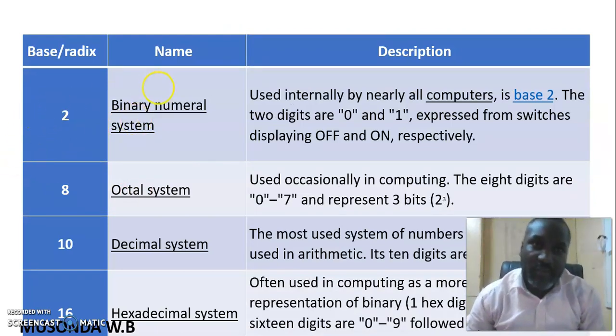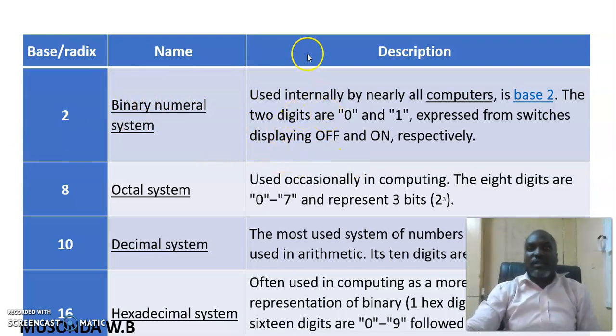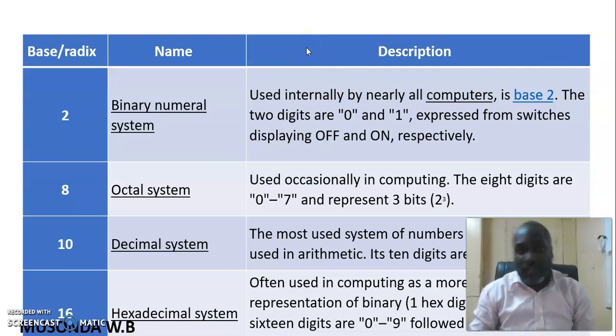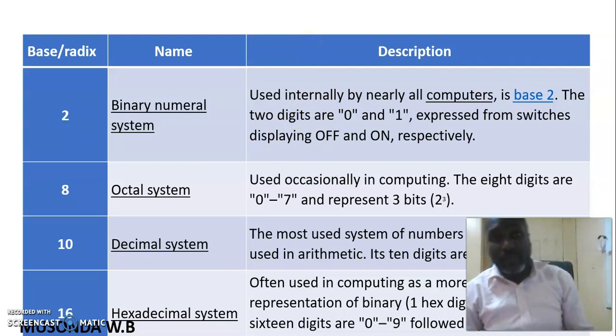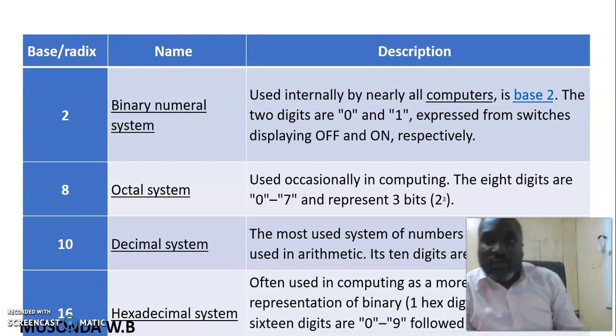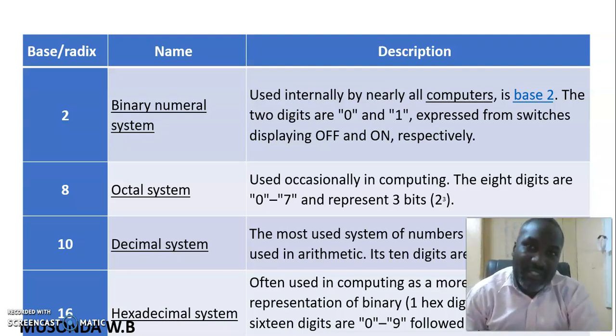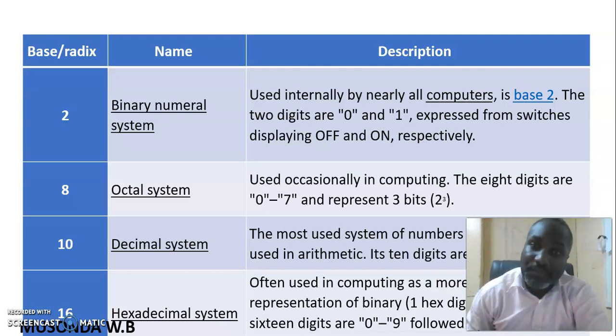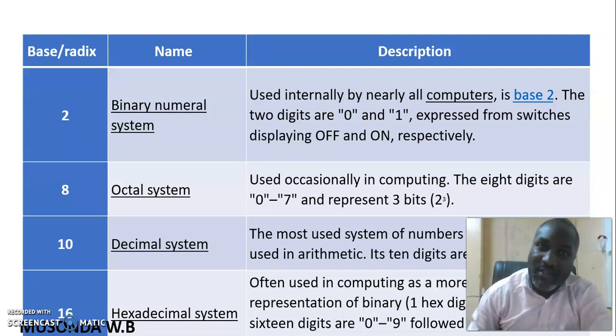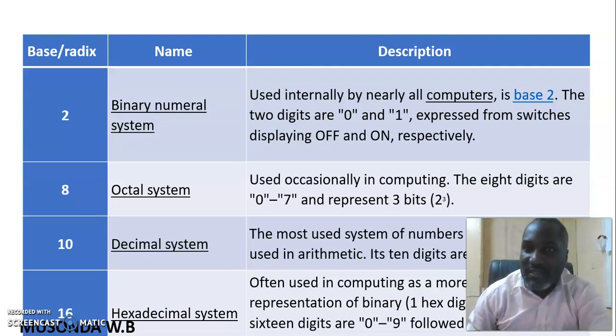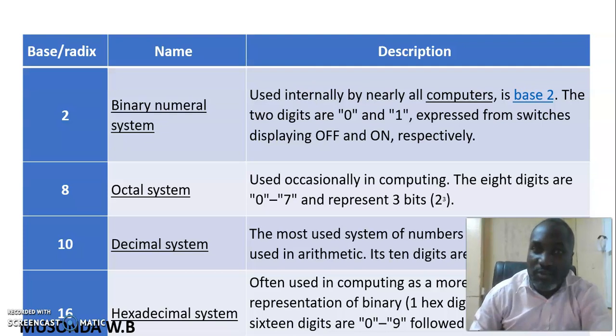Now, we have a summary of what we've just talked about. So we talked about the binary numeral system, which consists of a base 2 and 2 digits, zeros and ones, expressed from switches displaying on and off respectively. Then we talked about the octal system, which is made out of 8 digits, and it represents 3 bits. The decimal is the most common number system in the world and is used in arithmetic, and it has digits ranging from 0 through to 9.